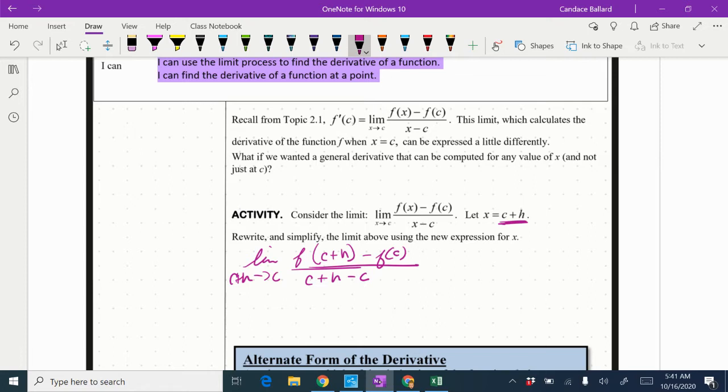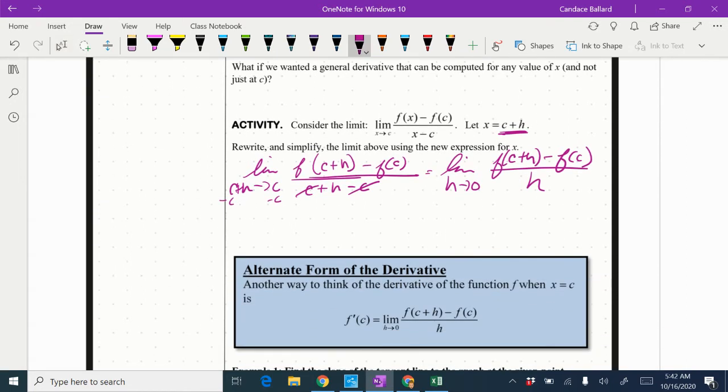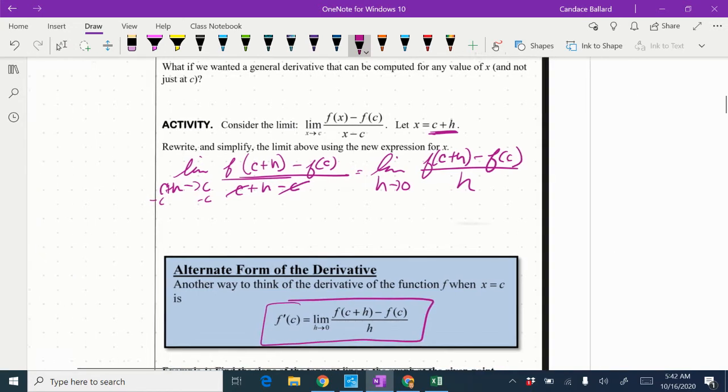I am going to start by subtracting this c from both sides, even though that seems a little weird across that arrow. But that makes it so that h is approaching 0. The numerator, there's no changes, right? There's nothing to simplify. But in the denominator here, those c's cancel, so it's just h. So that is actually the form of the derivative. So we could call f prime of c equal to that formula there.